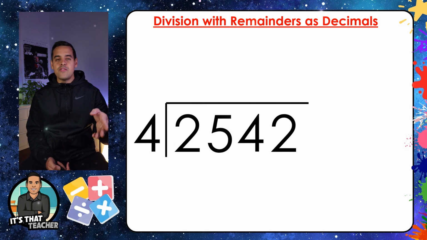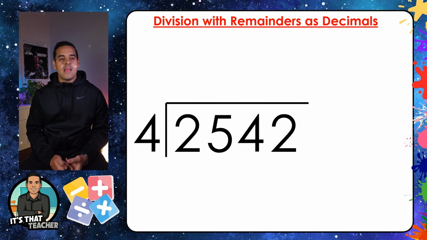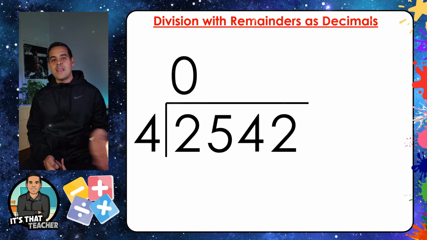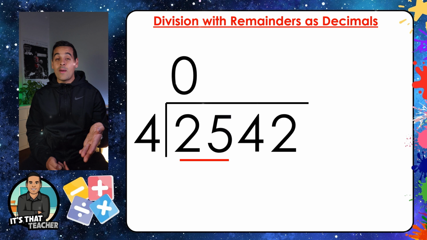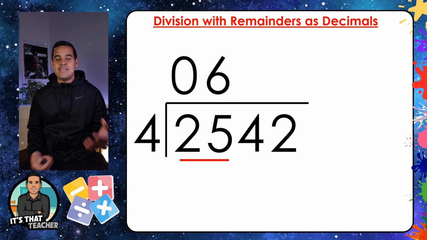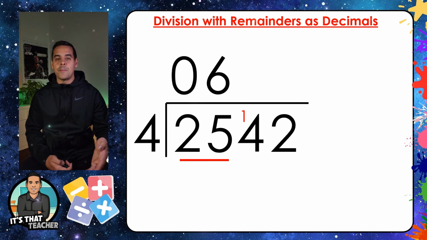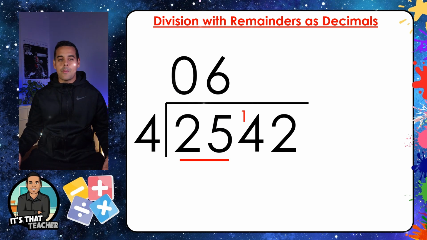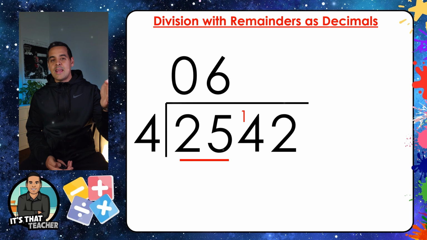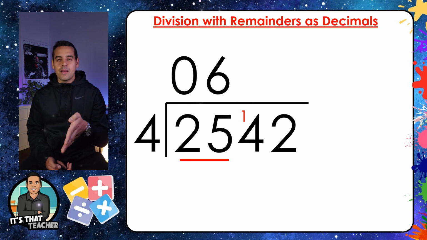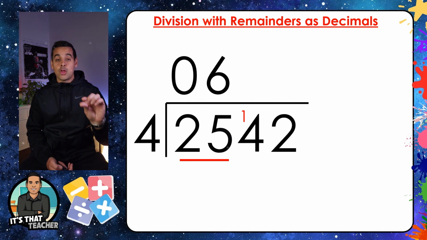How many 4s can fit evenly into 2? That would be 0. Now we combine the next two numbers, so that is 25 now. How many 4s can fit evenly into 25? That would be 6. Remainder 1. Remember, as we've done in our previous lessons, put the remainder in whatever place value, whatever number comes next, the remainder goes in front of that.